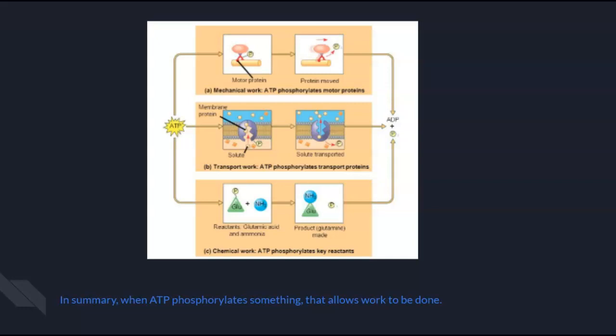So I don't want you to get super bogged down in the details of this, but I want you to understand that when ATP is split apart, it releases energy and it phosphorylates something. That means it adds a phosphate group to something. And when you add a phosphate group to something, that's going to have that thing do something different. Okay, it's going to allow it to do some kind of work it couldn't do before.